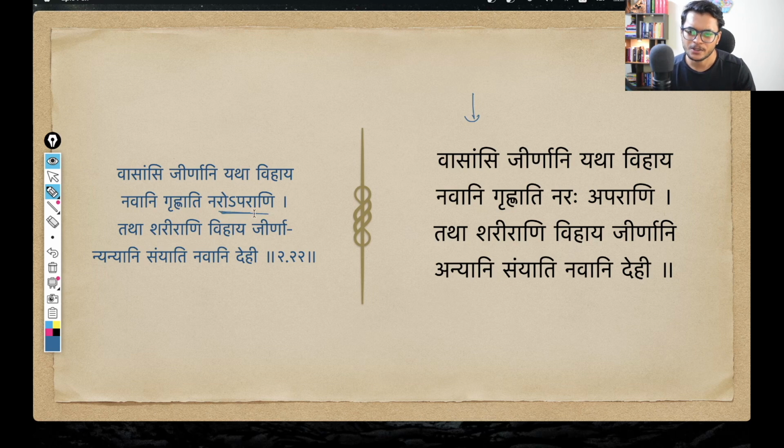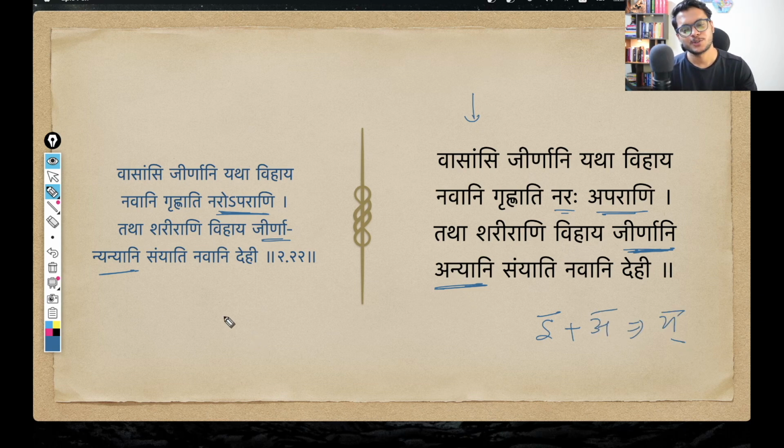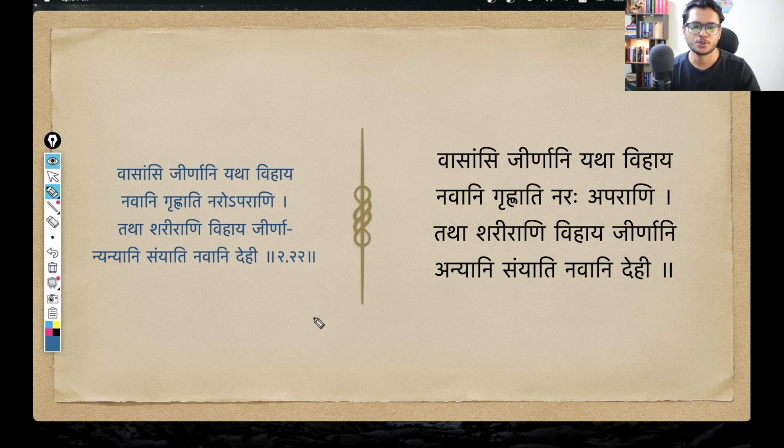So right here you can see the Ukara Sandhi that is happening, Naroparani. We already know how this Sandhi works out. It is Naraha and Aparani, so Naroparani. Okay, and apart from this, you see this word that extends to the next line. This is basically Jirnani and Anyani. So here again we can see Jirnani. The I of this Jirnani is in Sandhi with the A of Anyani. So it is a usual Yana Sandhi. Okay, so again all very common Sandhis that we usually go through.